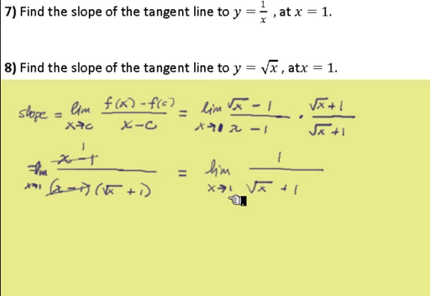All right, so now we can actually substitute in x equals 1 because we'll no longer get 0 in the denominator. So let's do that. We'll just substitute in, and we get 1 over square root 1 plus 1, that is 1/2.